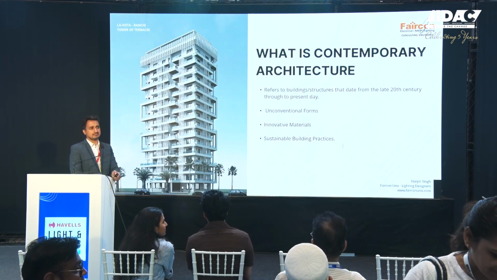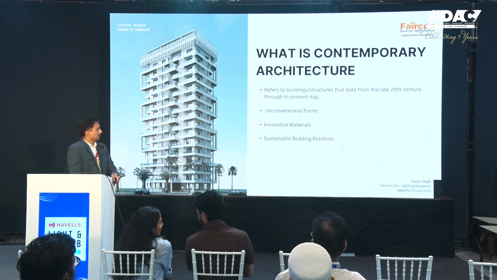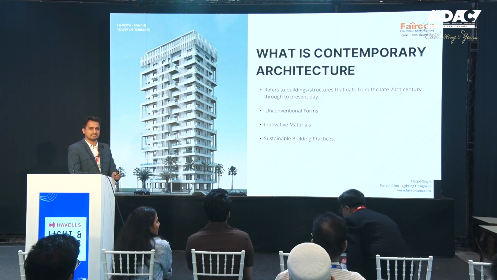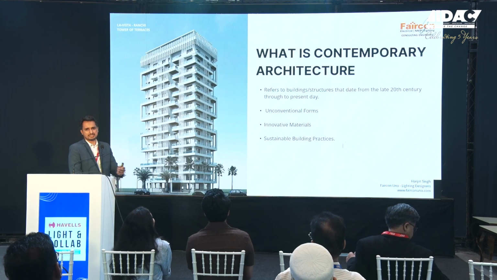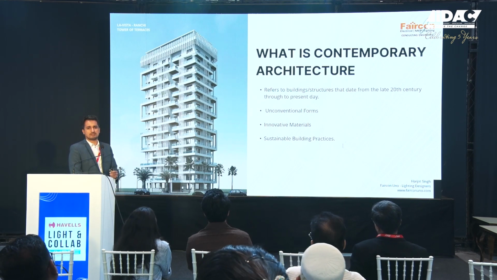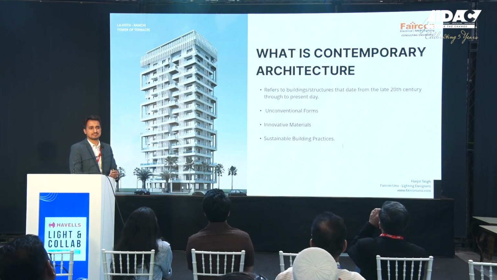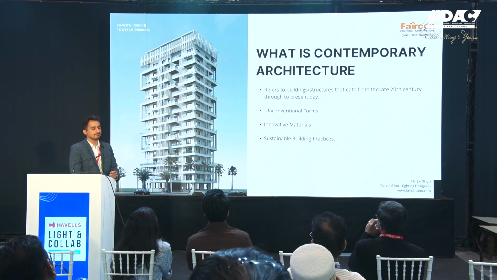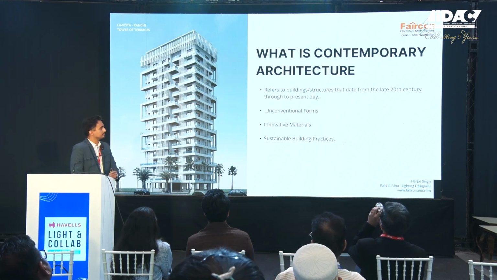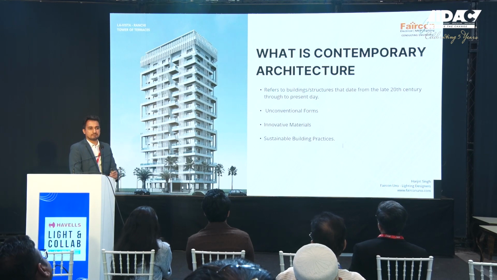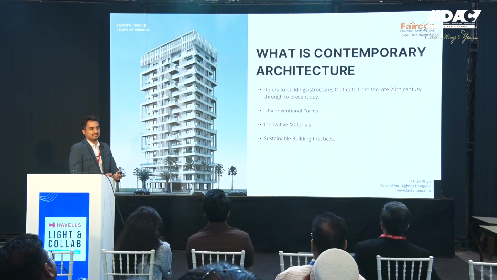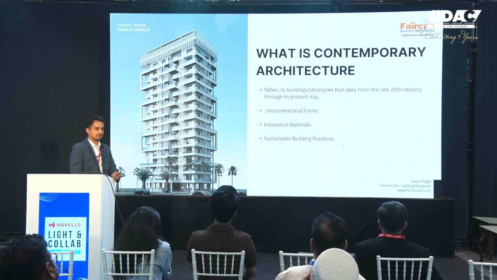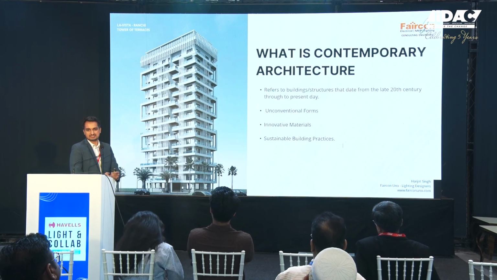What is basically contemporary architecture? It is structures designed from the late 20th century, which is the 1900s, to the present day. You'll see a lot of blank walls and facades that are created nowadays intentionally to make the building stand out. We can put them in unconventional forms. It could be linear, it could be non-linear, it could be spherical in shape.